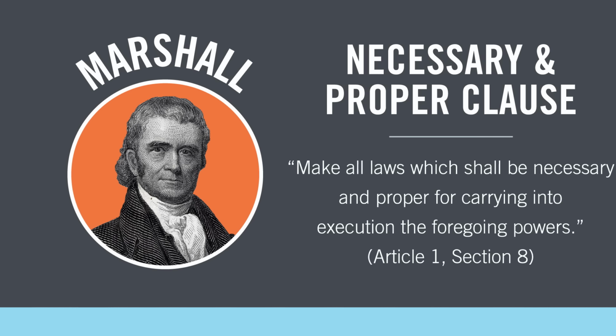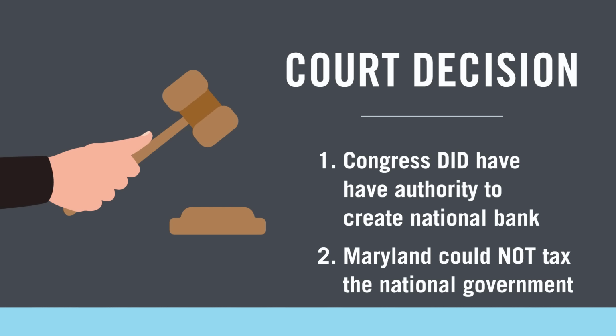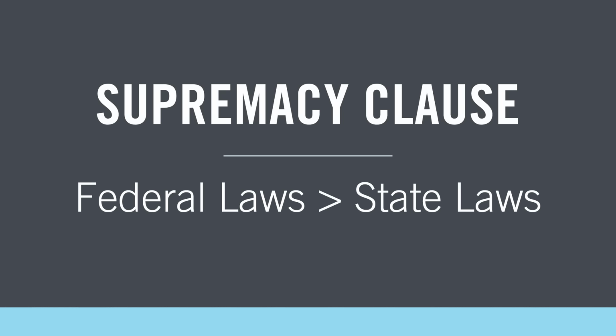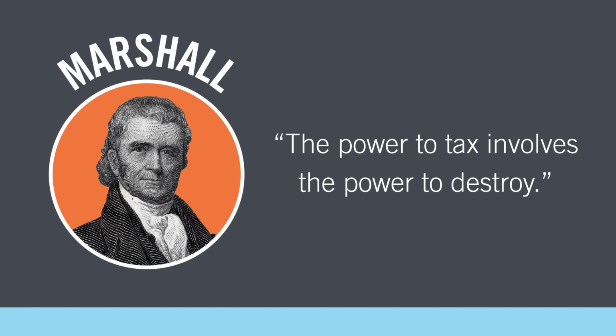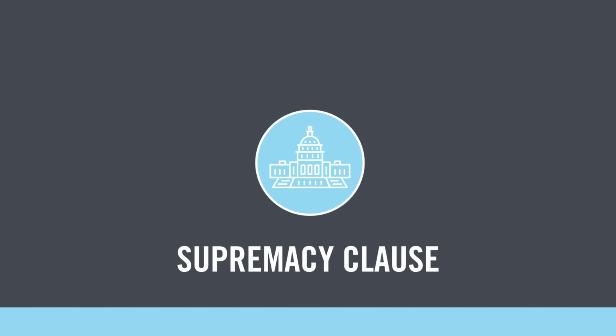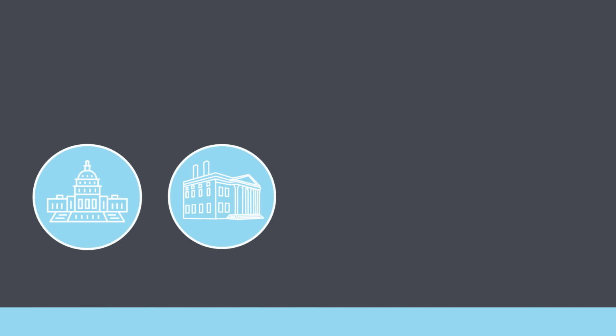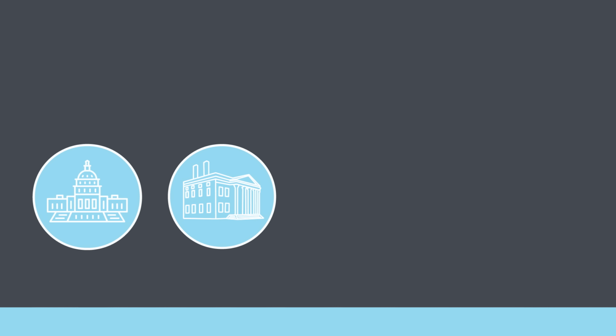The court also ruled that the state of Maryland could not tax the national government. This decision was made citing the Supremacy Clause in the Constitution, which makes federal law superior to state law. Marshall wrote, "The power to tax involves the power to destroy." Therefore, the federal government had the upper hand under the Supremacy Clause, which made a bank, constitutionally created under the Necessary and Proper Clause, superior to state authority.